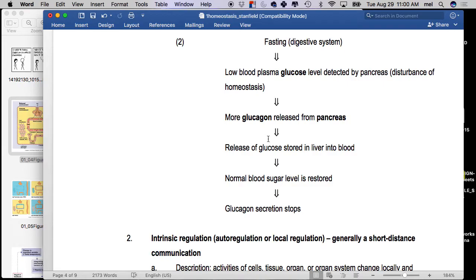It goes back up. So do you see that this is an example of negative feedback, even though the variable is going up? Yes? And do you see that this is also extrinsic? Digestive system problem that you created, right? And handled with the endocrine system. Does that make sense?